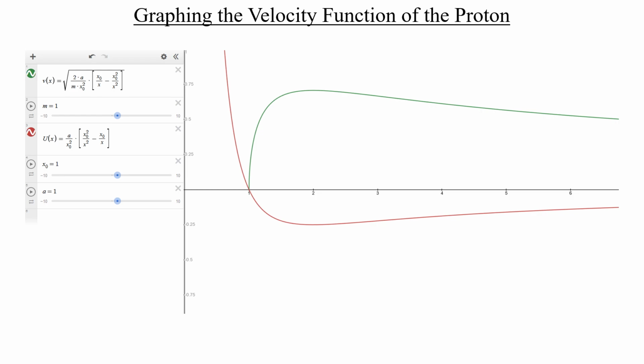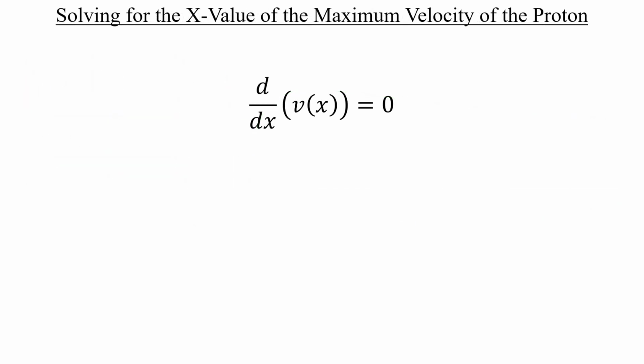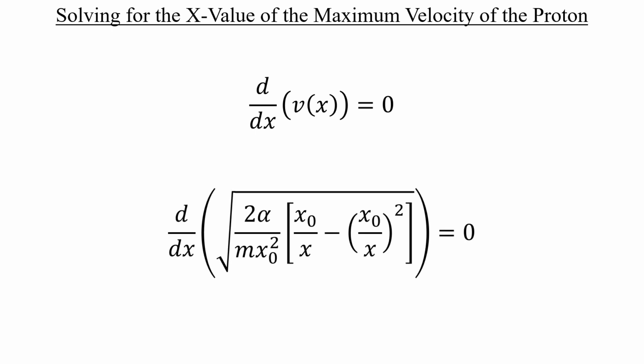Part C wants us to use this velocity function to get two things: the value of x at which this maximum speed occurs, and the maximum speed itself at that point. To get the x value, we're going to take a derivative of this velocity function and set it equal to 0, and then solve for the value of x. This derivative will require the chain rule, because we're taking the derivative of one function nested inside of another.